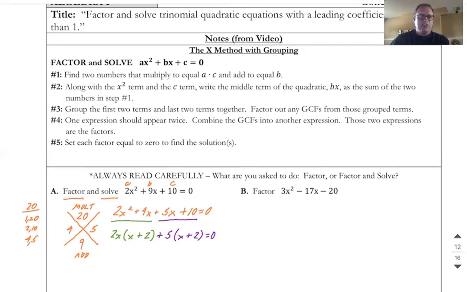So step 4 says one expression should appear twice, and it does, x plus 2. So here's an x plus 2, and here's an x plus 2. It's almost like we're going to take the greatest common factor of 2x times x plus 2 and 5 times x plus 2. In fact, that's really what we're doing. So one of our factors is going to be x plus 2. The other factor is going to be what's left, which is this 2x plus 5.